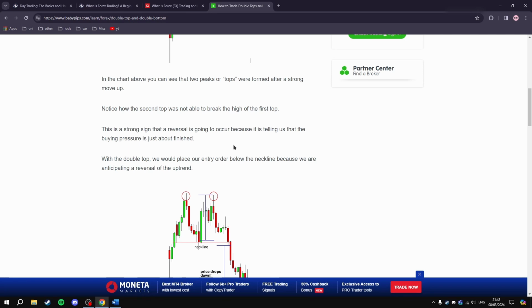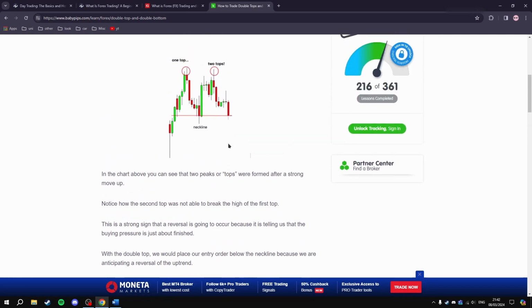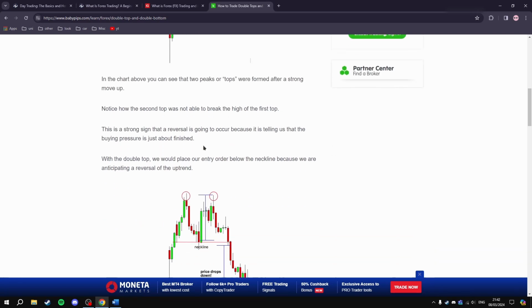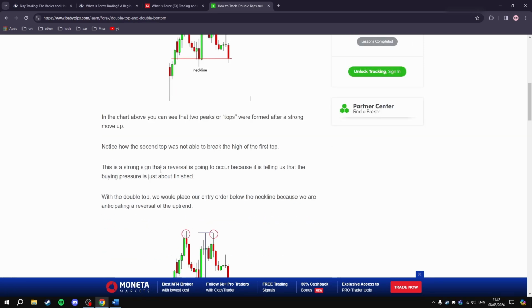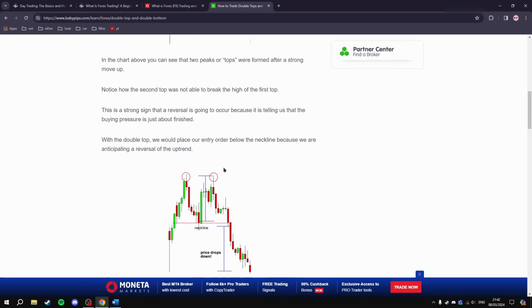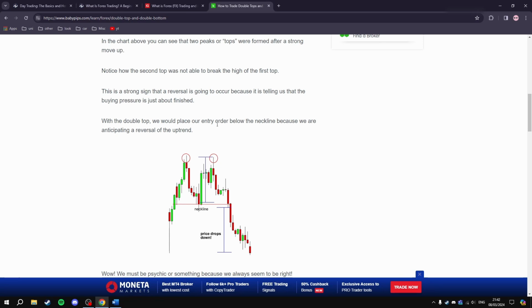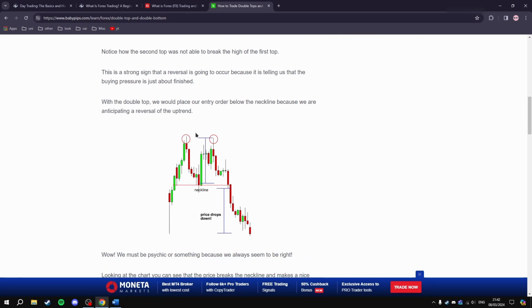In the chart above, you can see that two peaks or tops were formed after the strong move up. So strong move up, one peak, two peak. Notice how the second top was not able to break the high of the first top. This is a strong sign that reversal is going to occur because it is telling us that the buying pressure is just about finished. With the double top, we would place our entry order below the neckline because we are anticipating the reversal of an uptrend.